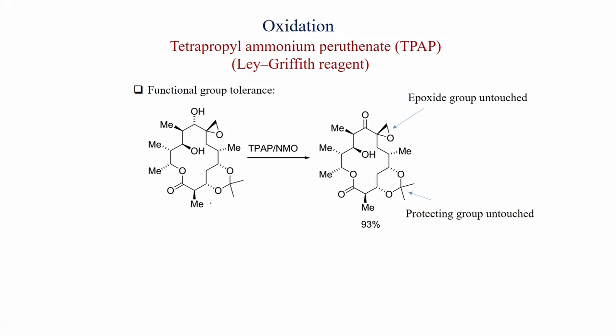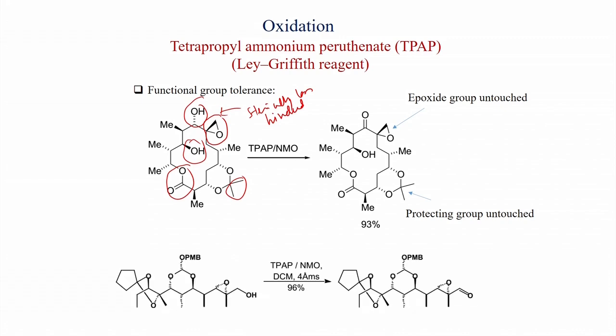Here you can see a complex structure with many groups: an epoxide is there, a ketal group is there, and an ester motif is there. When this oxidation happens with TPAP, only the secondary alcohol which is sterically less hindered is oxidized. Here two OH groups are present, but this OH is sterically hindered because of the methyl groups on both sides. So, this one is sterically accessible, and that is why selectively this alcohol only goes to the carbonyl, and the other groups are not disturbed during this oxidation.